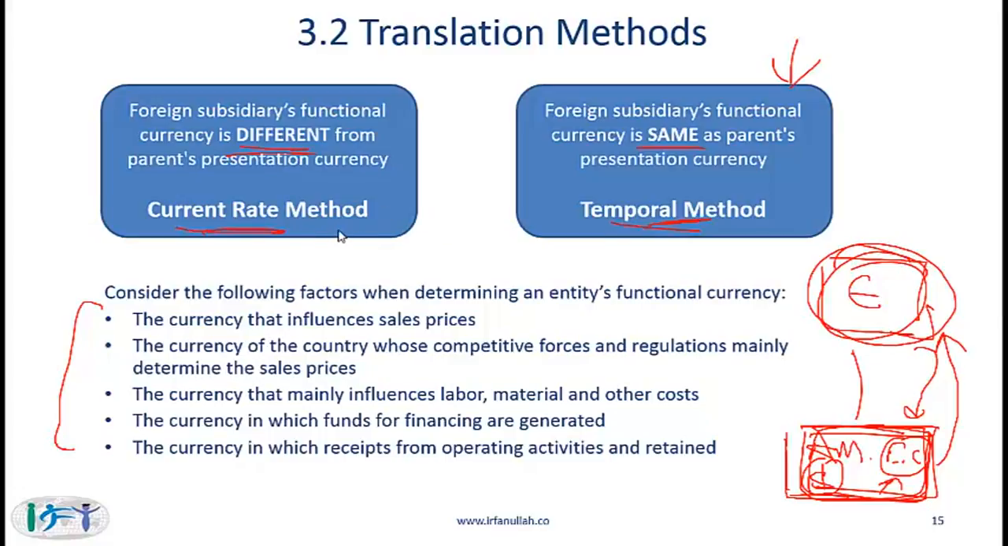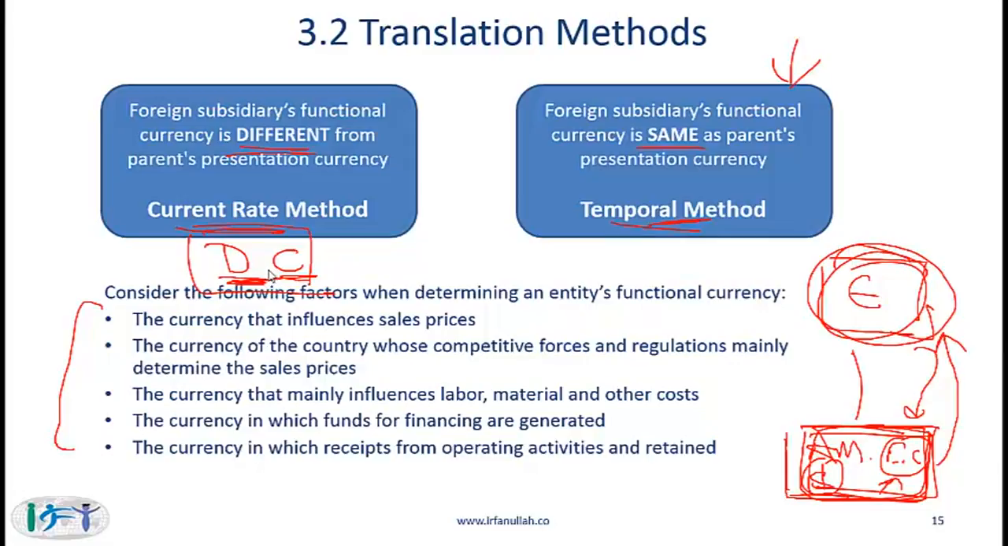So I'll give you two little techniques to remember. One simple thing to remember is just DC, or let's say direct current. If there is a difference between the foreign sub's functional currency and the presentation currency, then use the current rate method. That's one silly way of remembering.